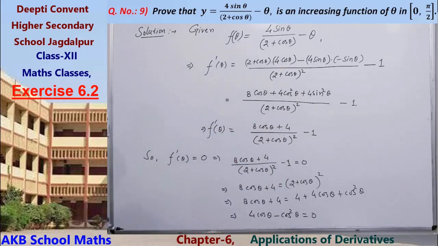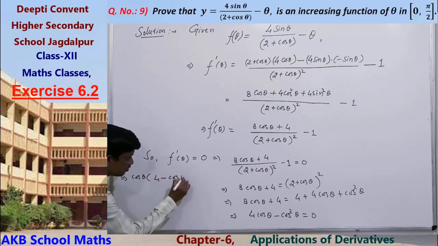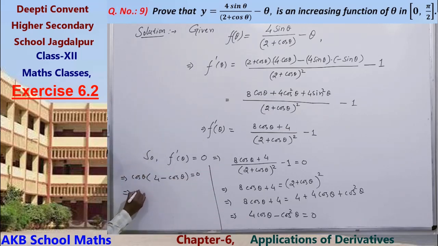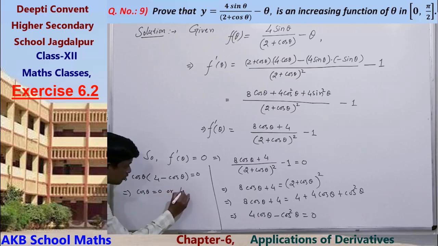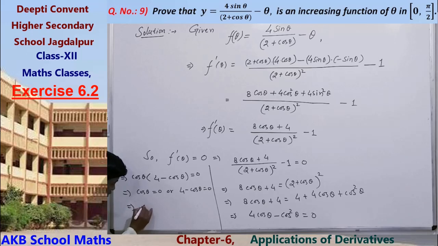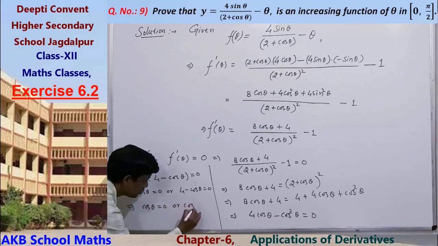Solving it, we can get the value of theta. Here 4 cos theta common, then 4 minus cos theta equals 0. So this implies cos theta equals 0 or 4 minus cos theta equals 0. That implies cos theta equals 0 or cos theta equals 4.